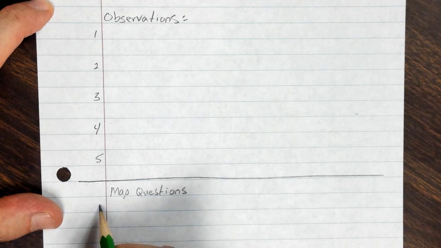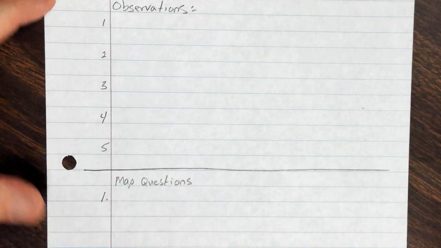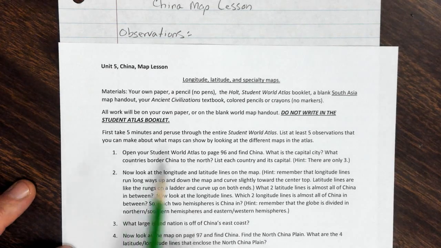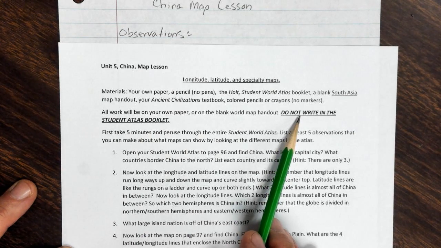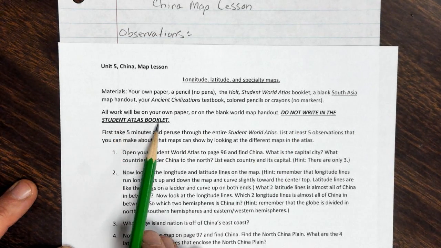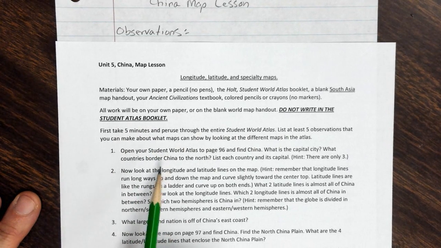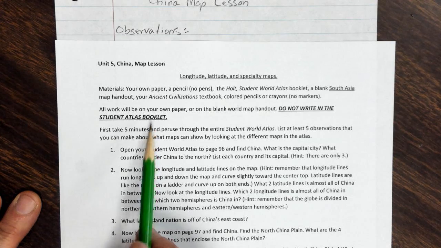Just put a number 1. We'll number the rest of them as we go along. So there's our paper: observations, 5, and map questions. Now, starting at the top, do not write in the student atlas booklet. You guys have been pretty good about that, but some of you put little dots and things in there when you find stuff, so don't do that.